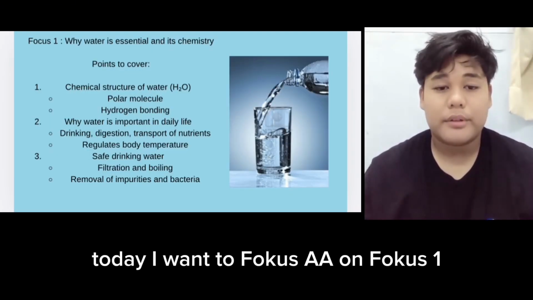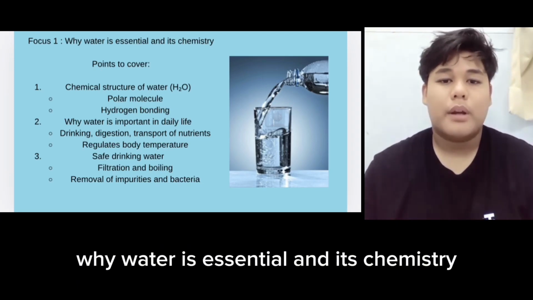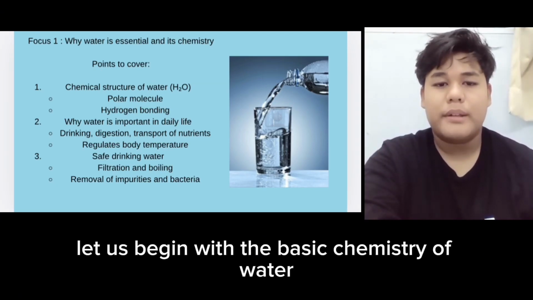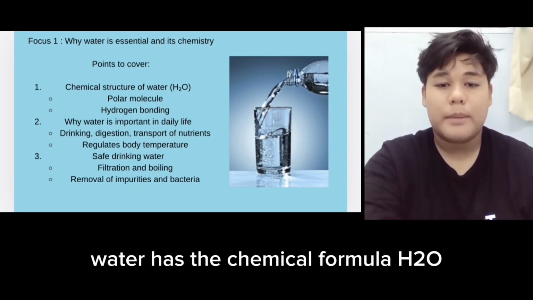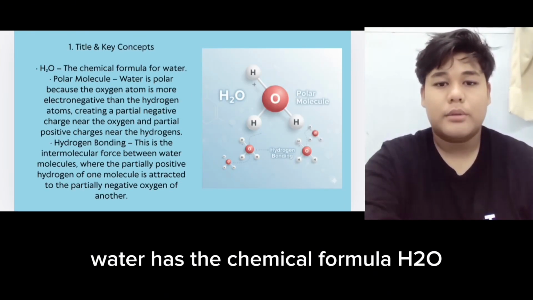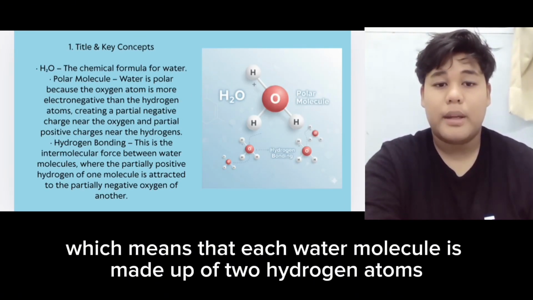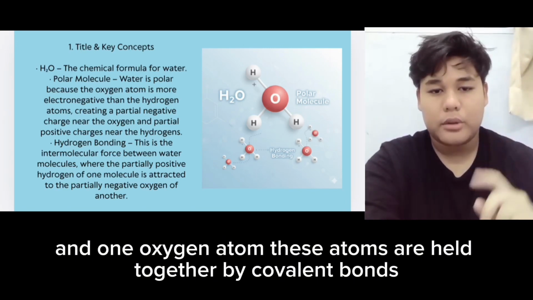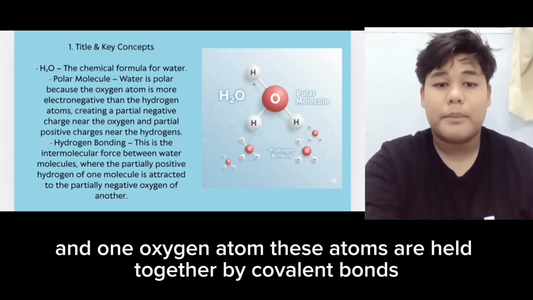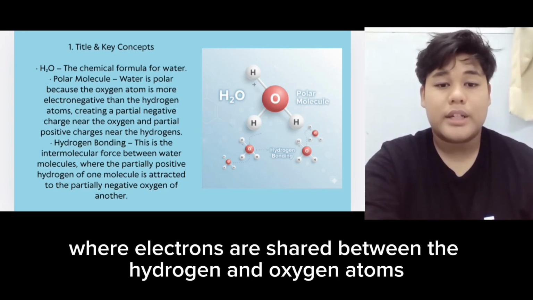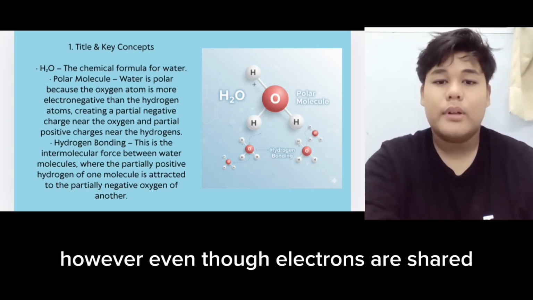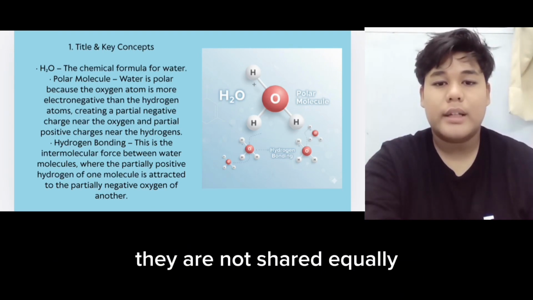Today, I want to focus on focus 1, why water is essential and its chemistry. Let us begin with the basic chemistry of water. Water has the chemical formula H2O, which means that each water molecule is made up of two hydrogen atoms and one oxygen atom. These atoms are held together by covalent bonds where electrons are shared between the hydrogen and oxygen atoms. However, even though electrons are shared, they are not shared equally.